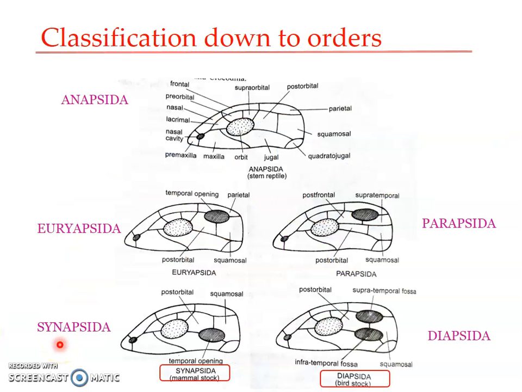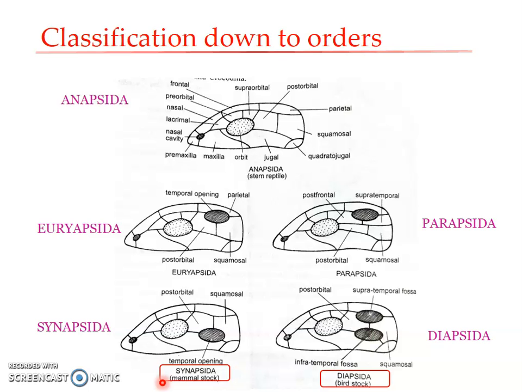Okay, now the next ones we have are three groups: the Euryapsida, Parapsida, and Synapsida. They include the extinct forms. All three include extinct forms. Okay, we don't have any living forms under these three groups.